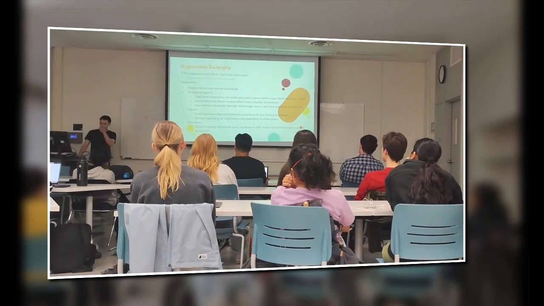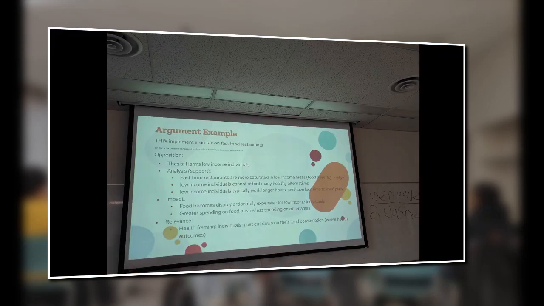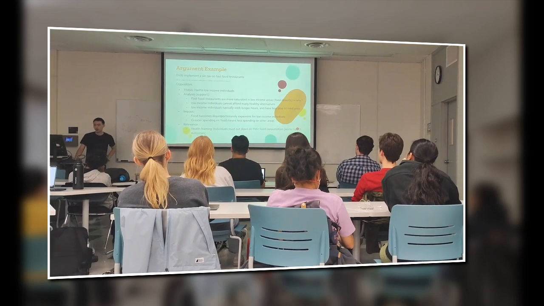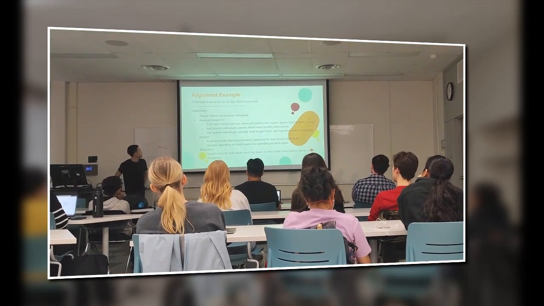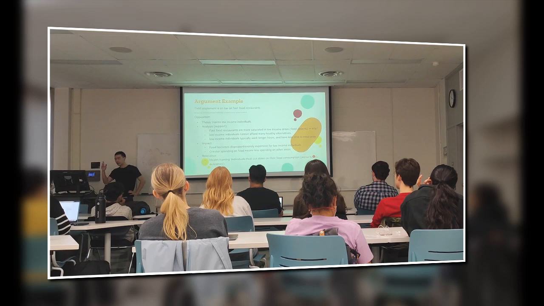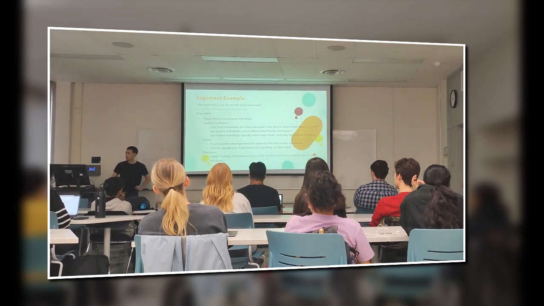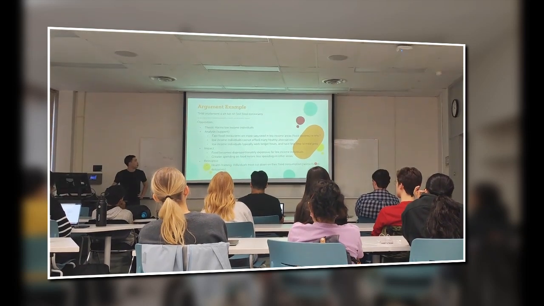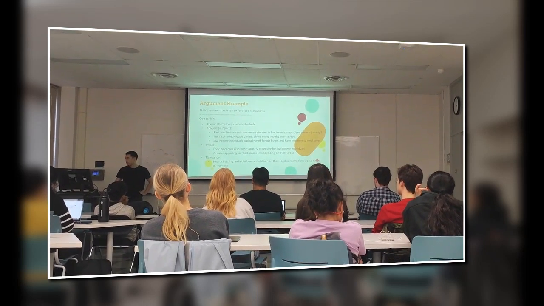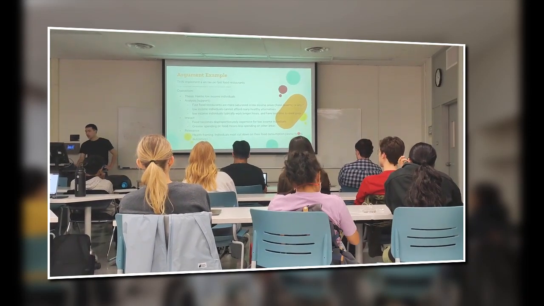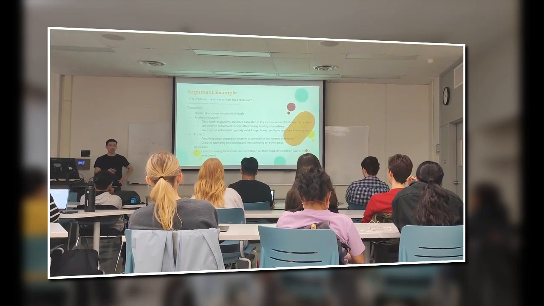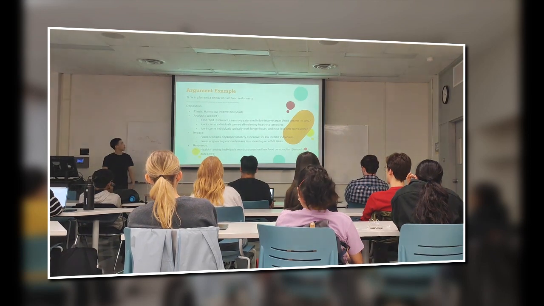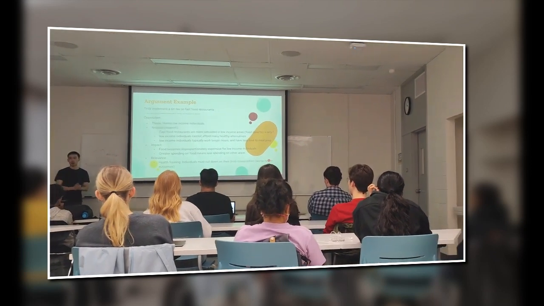Okay, so here's just an argument. The example motion here is: this house would implement a syntax on fast food restaurants. I've included a brief definition of what a syntax is, that being a tax on items considered detrimental or harmful to consumers, so things like alcohol or tobacco. And I've created this template argument that you can make on the opposition side.